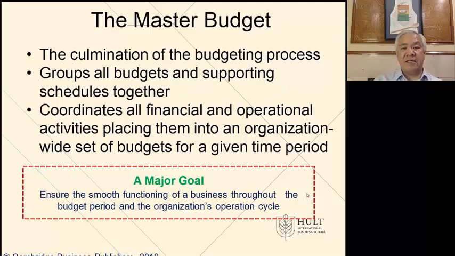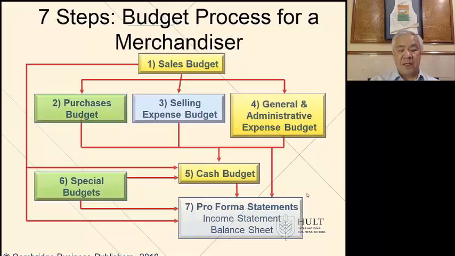We group all the activities into budgets, and then we pull those together so that we have one overall budget that can be broken down into specific activities by department. And ideally, it coordinates and shows the financial outcomes of the operational plans that underlie them, and it would cover a given set of period. The major goal is to ensure the smooth functioning of business throughout the budget period and hopefully be a good guide for next year's activities, both before we enter the year and as we go, and by way of doing budget versus actual analyses.